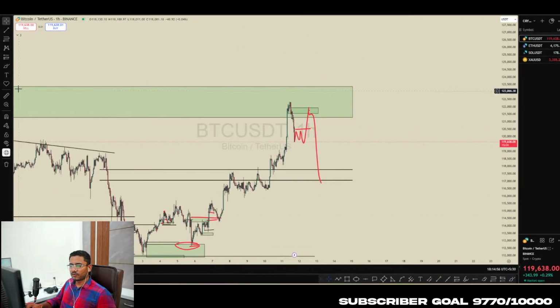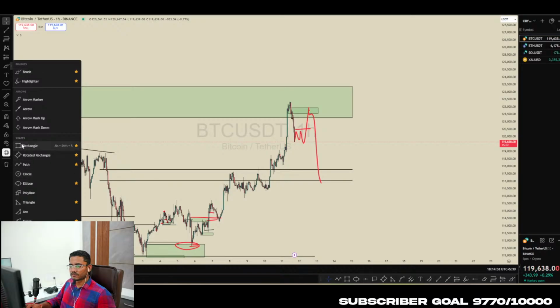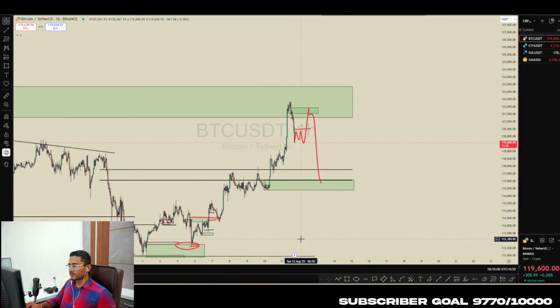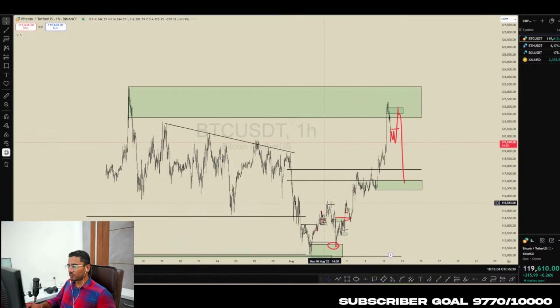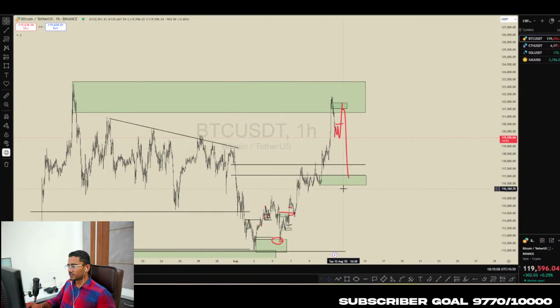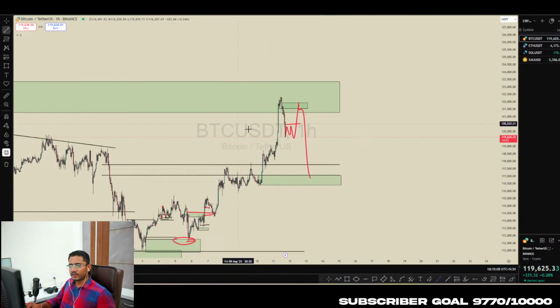Buy side, you can look from this order block. This is the order block where you can look for a buy side trade, because this is the order block which broke the previous structure. This structure was broken by this order block, and there is already liquidity over here.